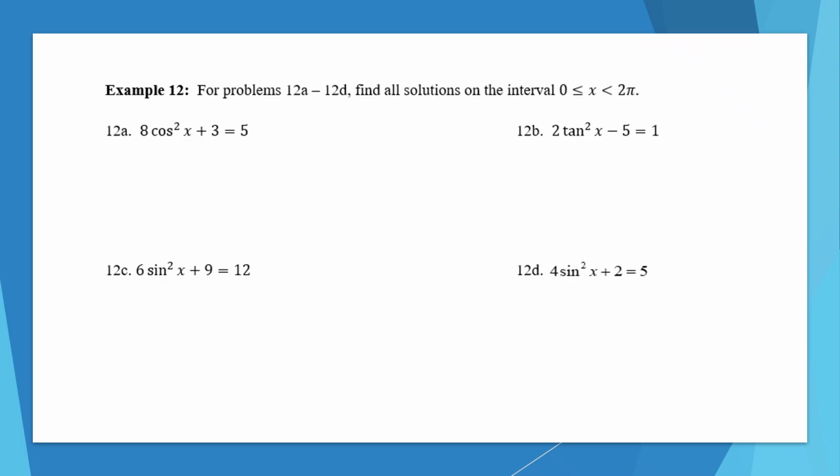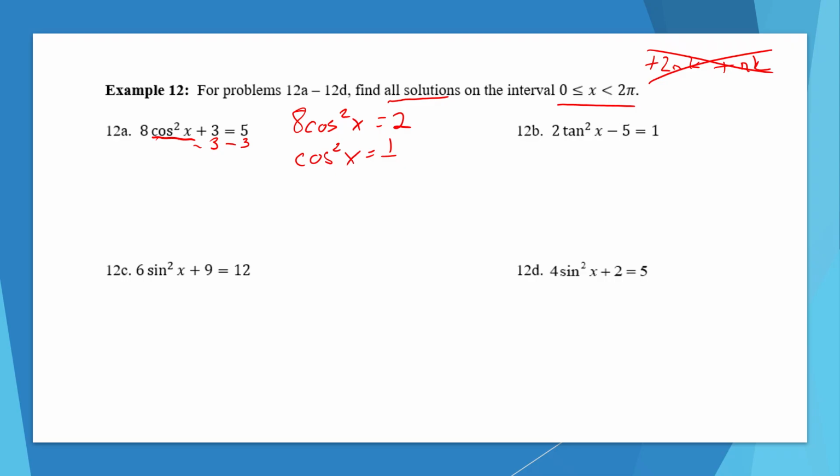All right, so for the first one here, we want to find all solutions from 0 to 2 pi. So we're going to have a limited number. That means that plus 2 pi k or plus pi k won't be needed here. We're only going to have a certain number of solutions. So let's do that with A. Here, I'm going to first start by isolating our trig function. So I'm going to subtract 3 from both sides to get 8 cosine squared x equals 2. And then I'm going to divide both sides by 8. So cosine squared x equals 2/8, which is 1/4.